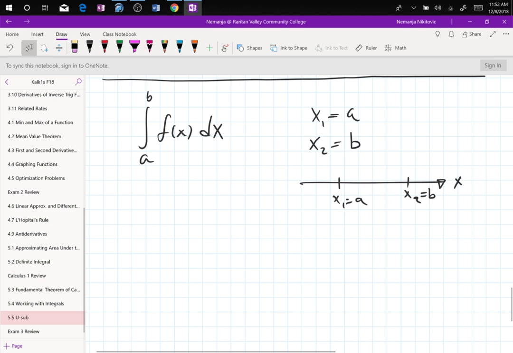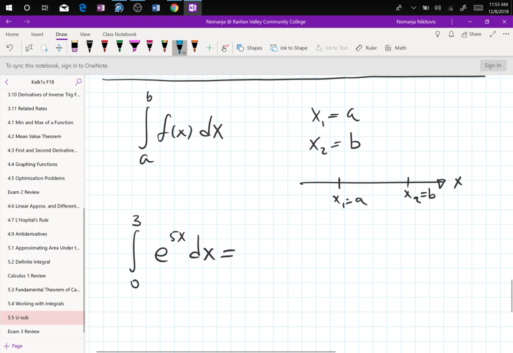So for these problems, let's just take the very basic example as the first example. Let's say the integral from 0 to 3 of e to the 5x dx. This is the first one. Trying to get to the book. There we go.